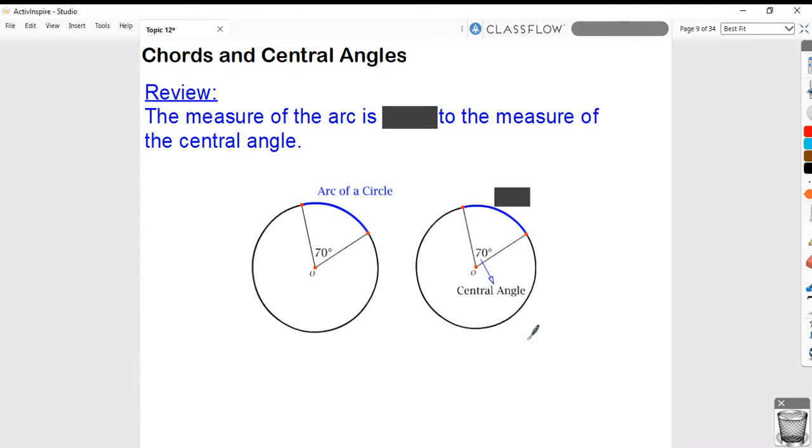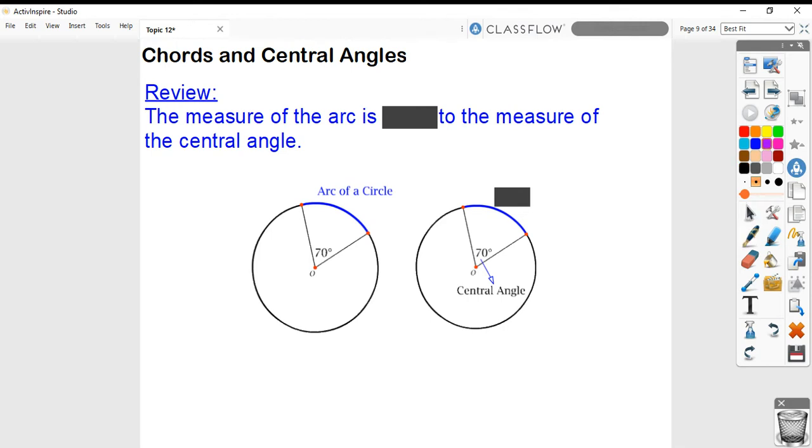All right, y'all, we are looking right now at day 3 of our topic 12 notes. What we're going to start with today is a review of a couple of terms that we're going to be using throughout a bunch of topic 12. Quick review: we're talking specifically about this phrase, the measure of the arc.